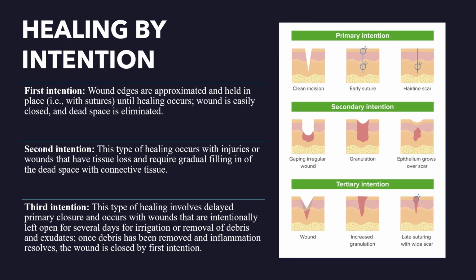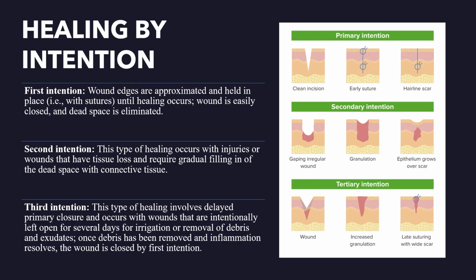Now moving forward with healing by intention. There are basically 3 types of intention healing that occur if a wound or an injury occurs. It goes as primary, secondary, tertiary, or first, second, or third degree intention. Any of them can work. In first intention, the wound edges are approximated and held in place, just as we see with sutures, until healing occurs. So the wound is easily closed and dead space is eliminated.